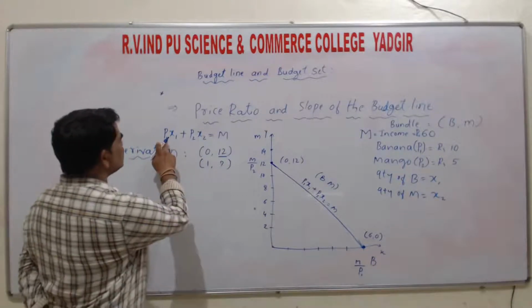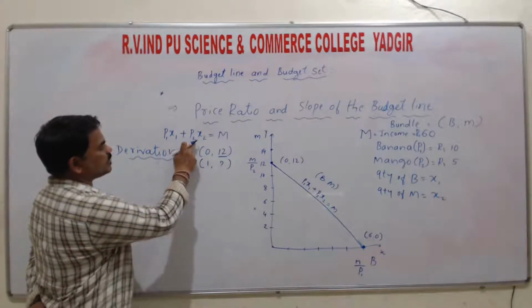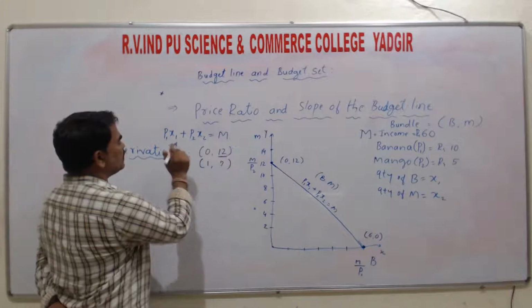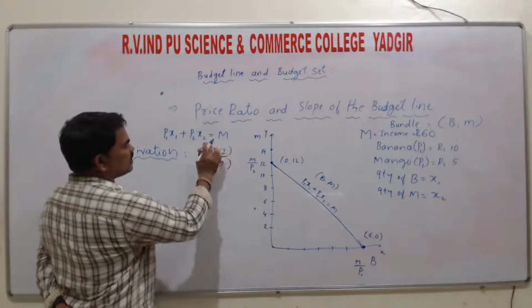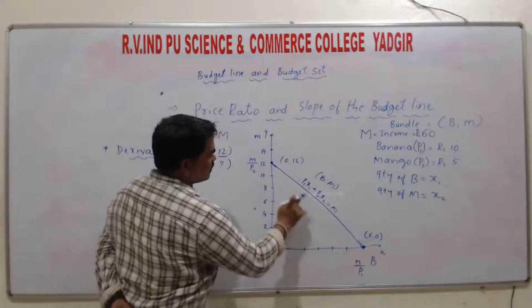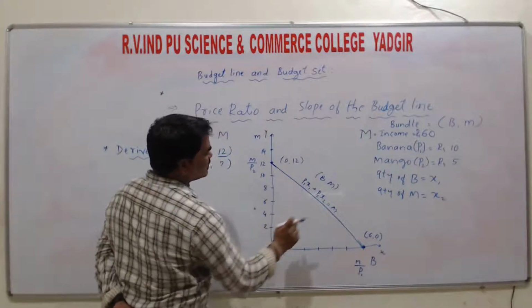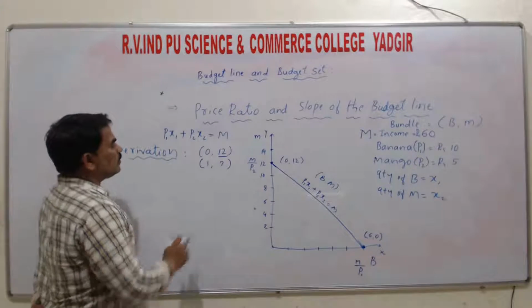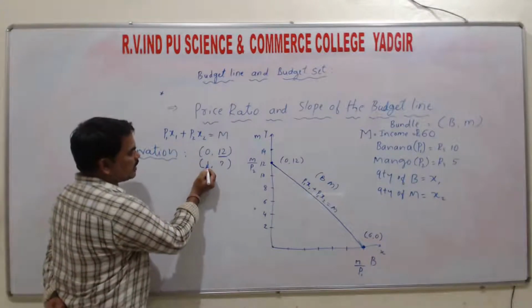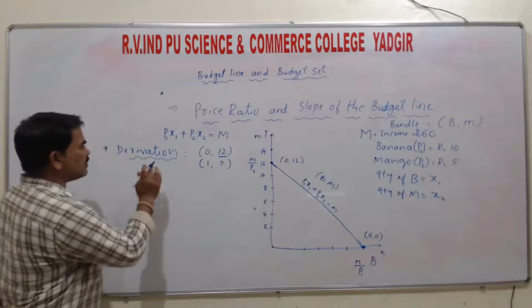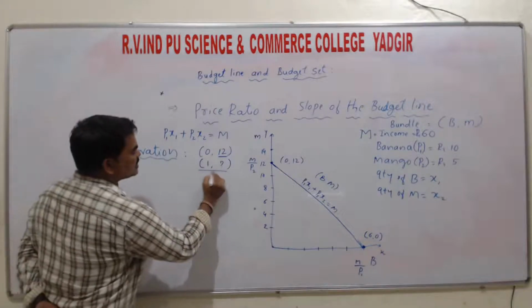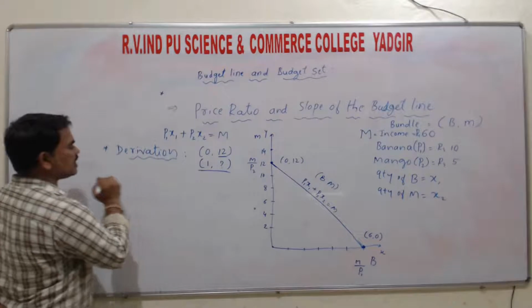Now this is P1 x1 plus P2 x2 is equal to m, correct? So if this bundle cost equals his income, then these bundles come on this budget line. Now if he changes from 0 to 1, what do we mean by that? We'll get an equation here for this change. For this change, I am writing the equation.